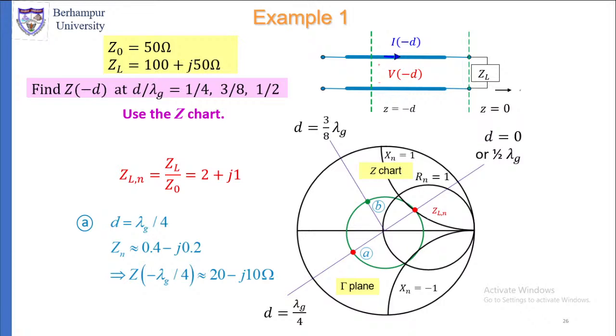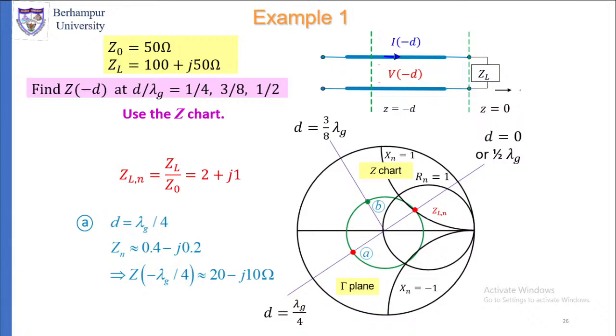At these three distances from the load towards the source, as we move from load towards the source, if we move a distance of lambda g by 4, what will be the input impedance seen at that point? If we move a distance of 3 lambda g by 8, what will be the impedance at that point? And if we move a distance of 1 by 2 lambda g, what will be the impedance at that point? Since we are interested in impedance, we use the impedance chart or the Smith chart.